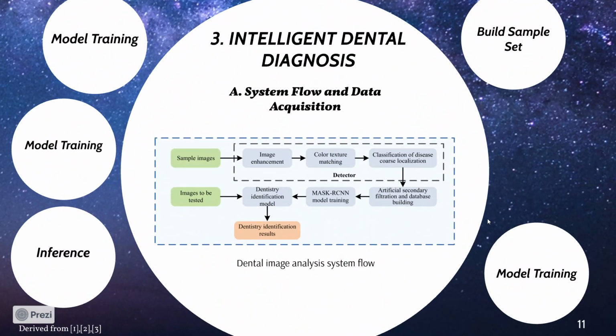Now, system flow and data acquisition. So this is the system flow on how it actually works inside. The sample images are taken. The image is enhanced, color texture matching is done, classification of disease cause localization is done, artificial secondary filtration and database building is done, mask RCNN model is taken for training.